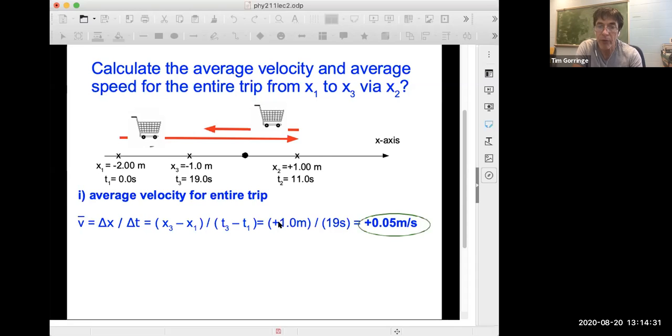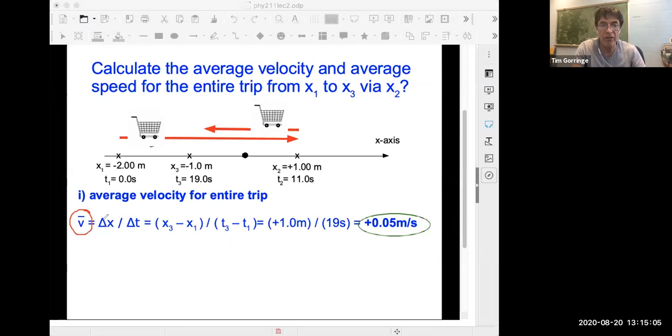The displacement we previously calculated, so I'm using the result from an earlier slide. It was 1 meter, if you remember. I've got to divide that by the elapsed time. That's 19 seconds. The average velocity, with this little hat that means average, is 0.05 meters per second. And so that's the average velocity, this guy here.